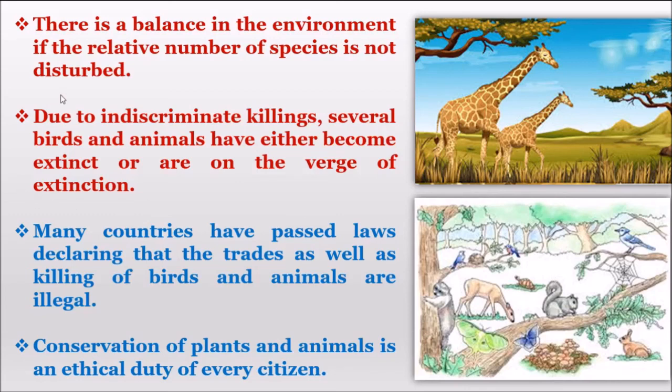And this is the last slide in our today's session. There is a balance in the environment if the relative number of species is not disturbed. Due to indiscriminate killings, several birds and animals have either become extinct or are on the verge of extinction, which means they are on the line of extinction. Many countries have passed laws declaring that trading as well as killing of birds and animals is illegal. Conservation of plants and animals is an ethical duty of every citizen.